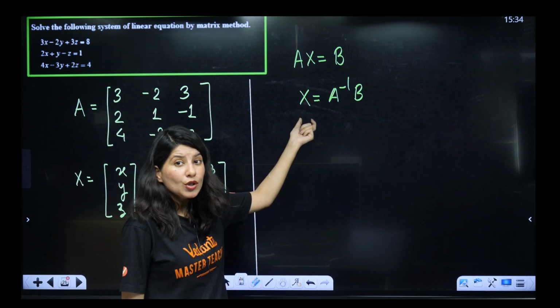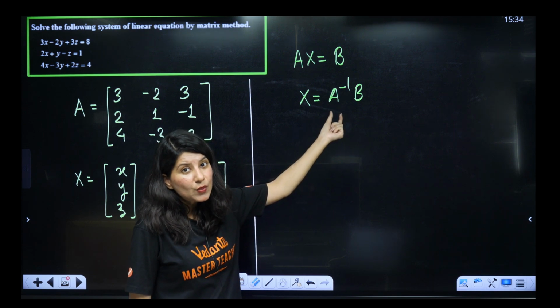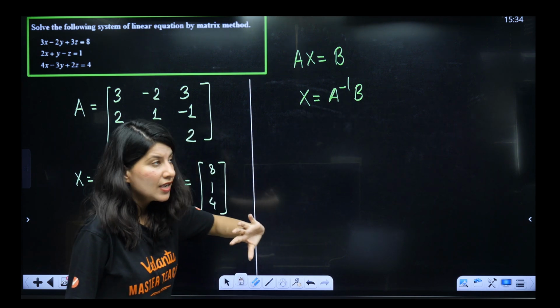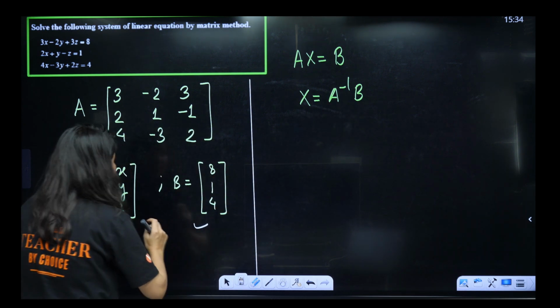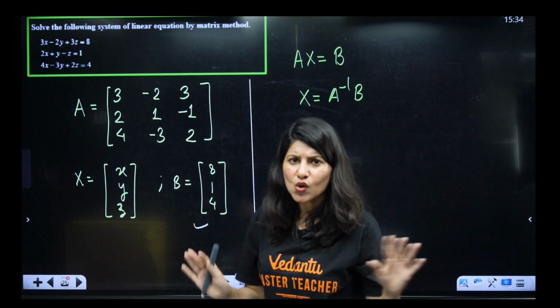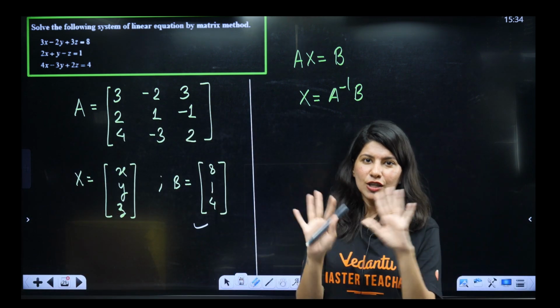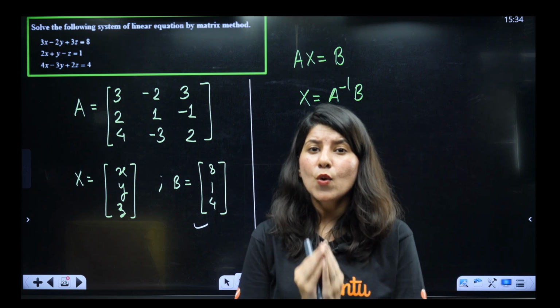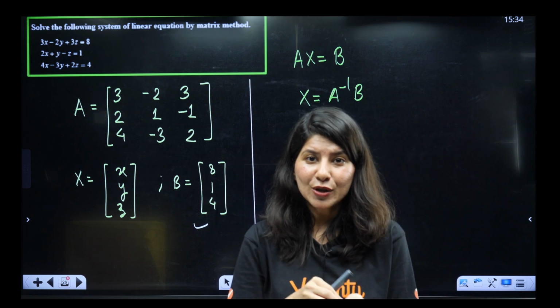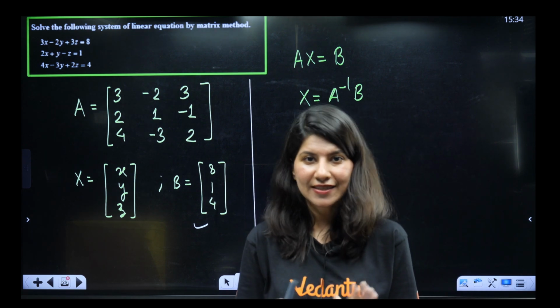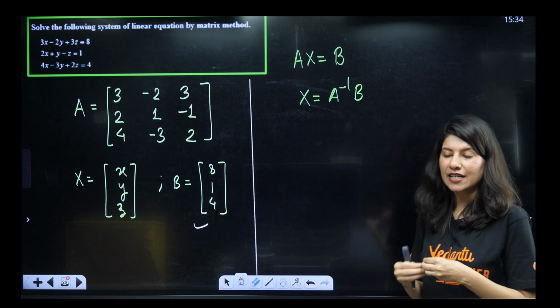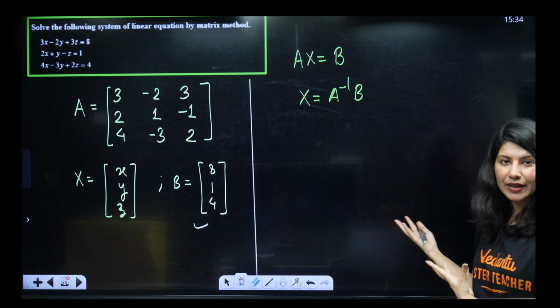So X, if you want to calculate, what you need to do is A inverse will be multiplied with B matrix, you know? Yes ma'am. But ma'am, what about A inverse? We know A, but we do not know A inverse. Yes. So in this whole question, we will spend most of our time in calculation of A inverse. That's it. So the whole question is just asking you to calculate A inverse.